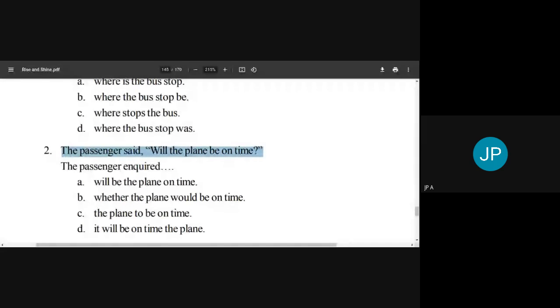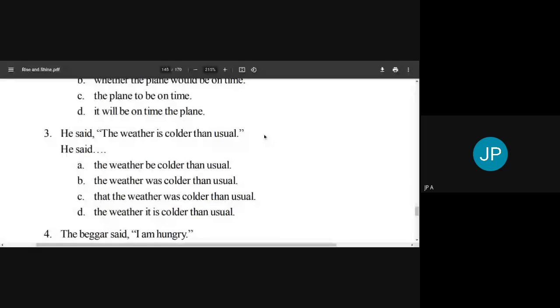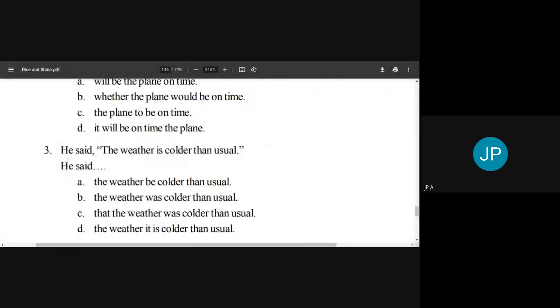So what are the changes that happened? The will changed into would, and there is a connecting word whether which is used there. So here there is another sentence. He said the weather is colder than usual. This is present tense, so it goes one step backwards. That is, present tense becomes past tense. This is simple present tense, so it becomes simple past tense. That is the only change that happens in this sentence.